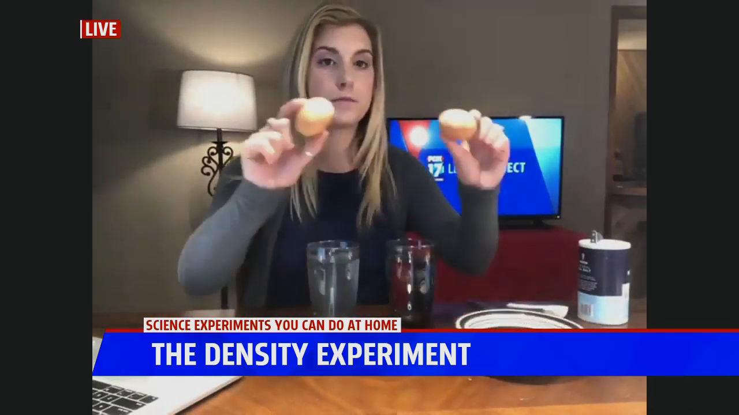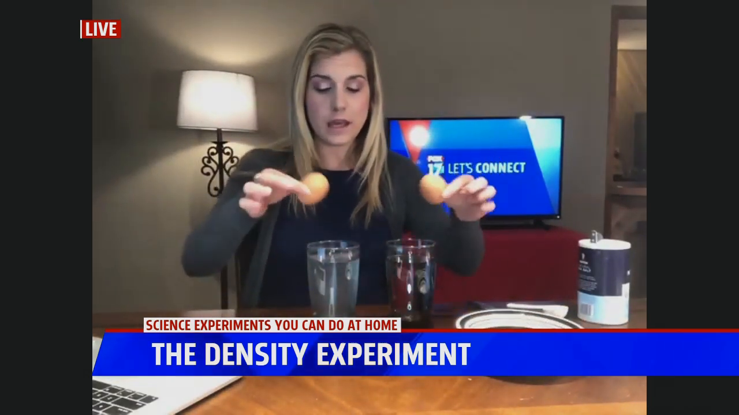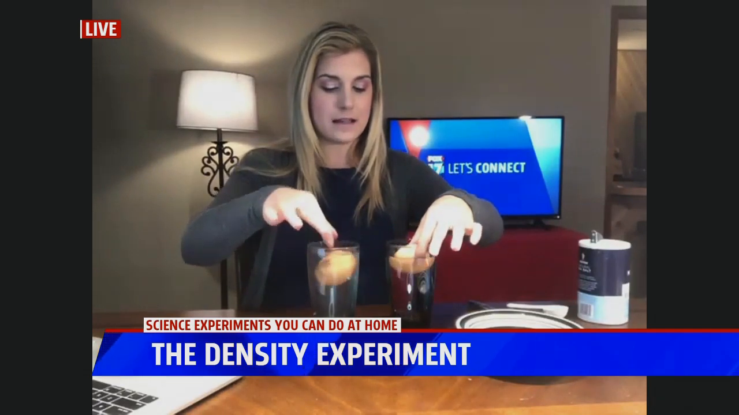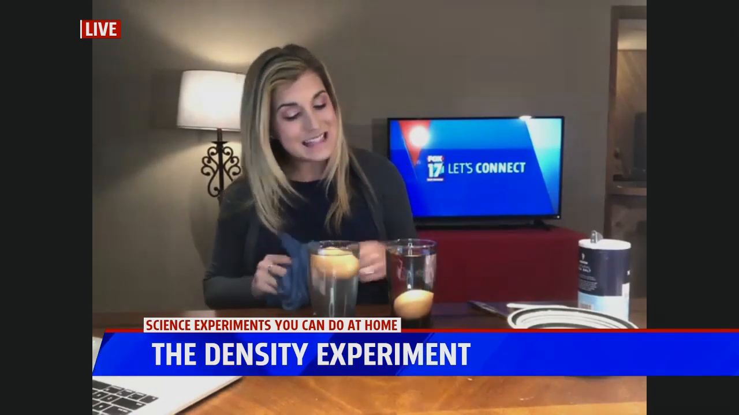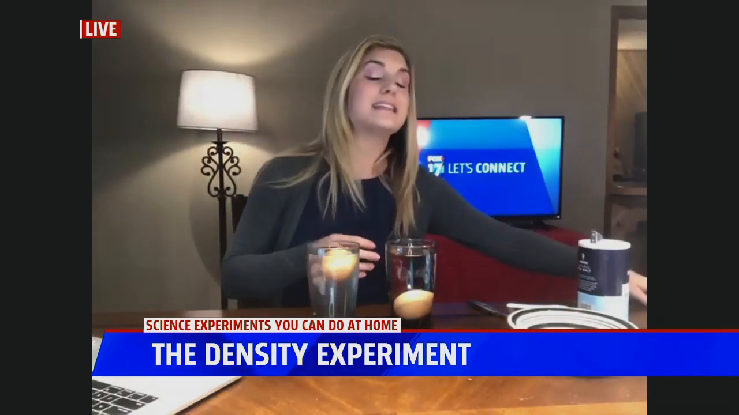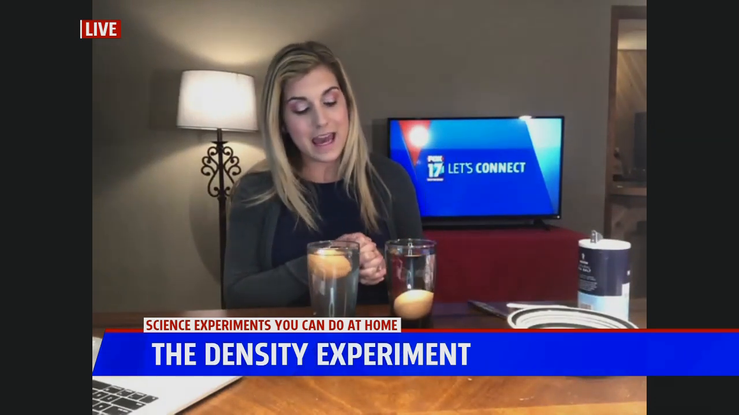Take your 2 eggs right out of the fridge and now slowly drop them in these glasses of water and watch what happens. 1 egg sinks and 1 egg floats. And it all has to do with that density. So what's happening is the egg that's sinking in the regular tap water, the density of the water is less than the density of the egg. So that's why it is sinking.